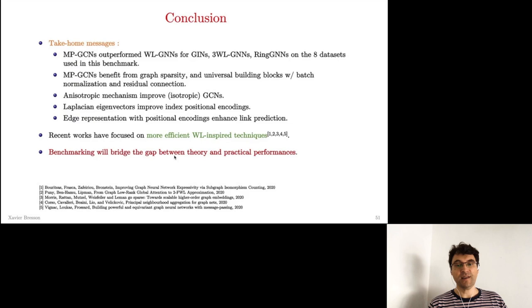So now the community understands the limitation of WL GNN with the dense tensor, and we should use graph sparsity. There have been some recent works also presented at this workshop to improve the efficiency of WL techniques. But I think what will be very important, again, is to be sure that the theory is going to match practical performances, and we will be able to do that with benchmarking.